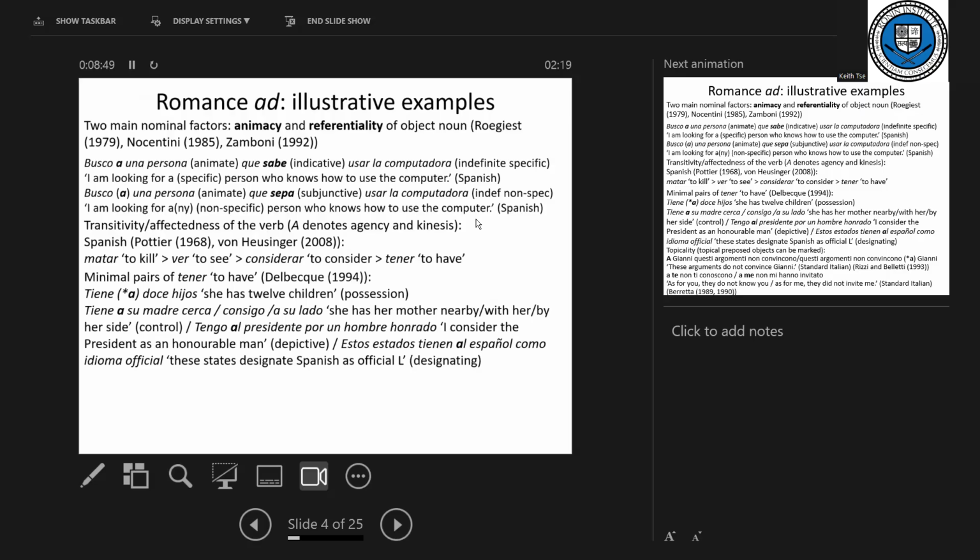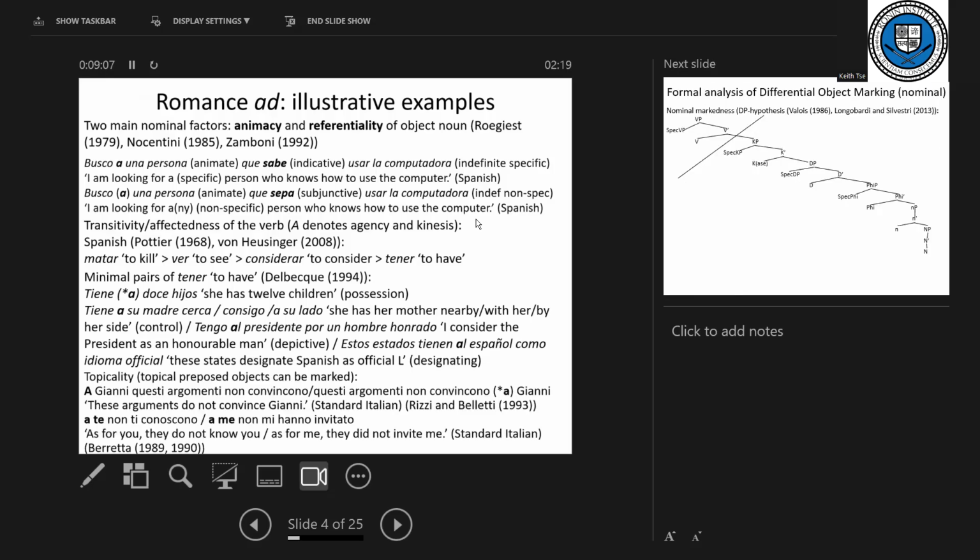And also, we can use a to designate a particular object. So, for example, estos estados tienen al español como idioma oficial. All right, so these are all ways that tener can take a in denoting some stronger meanings. And also topicality, and the topical previous objects can also be marked when they are dislocated to the periphery.